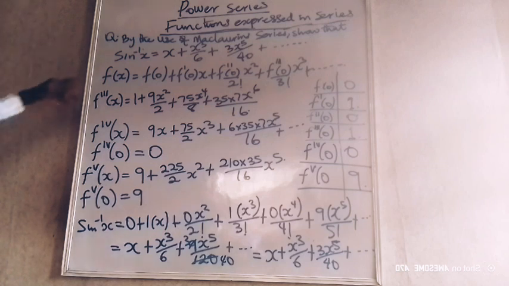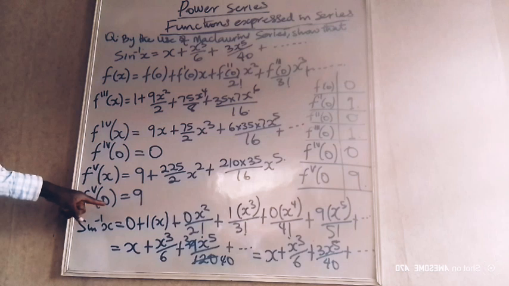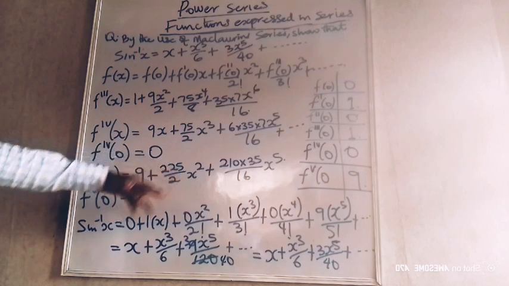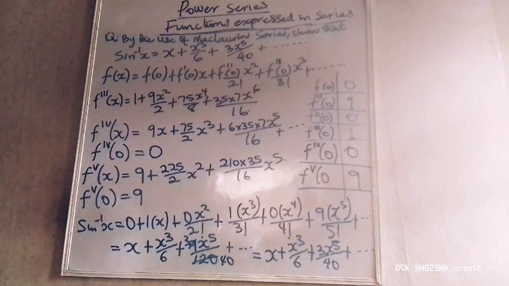So on slotting them in, f0 is 0, f1 is 1, f2 is 0, f3 is 1, f4 is 0, f5 is 9. So on slotting them in, you can see all these other ones cancel, those zeros. And then I have 9 over 5 factorial, which is 9 over 120. And that is 3 over 40. So you can see it's the same thing as the answer given in the question. So that one is solved.